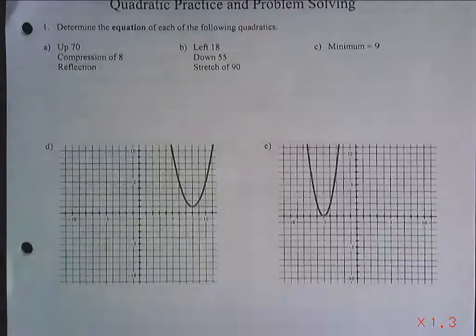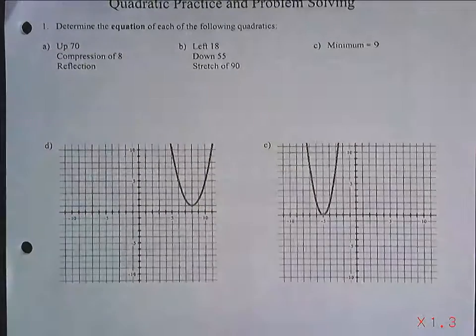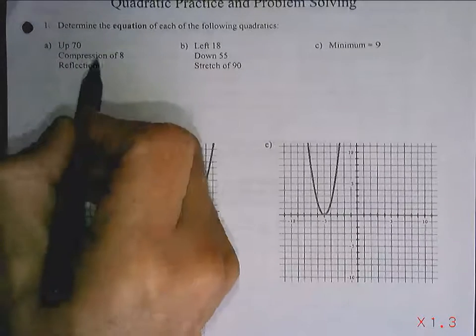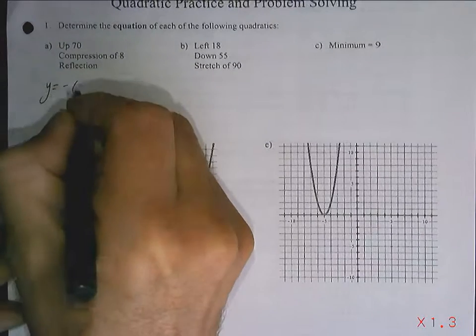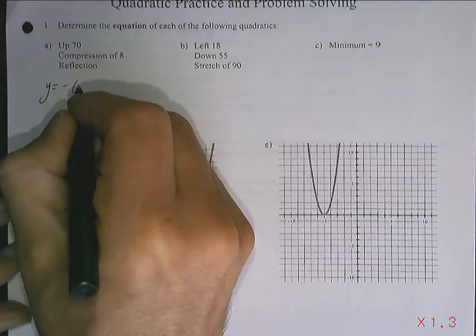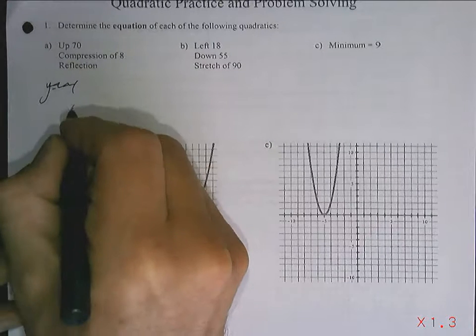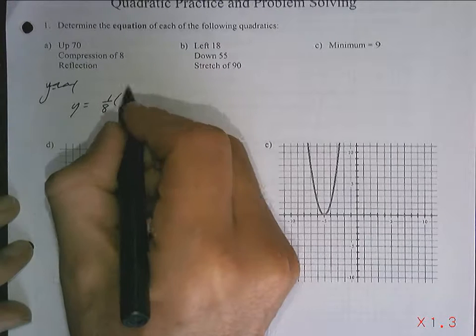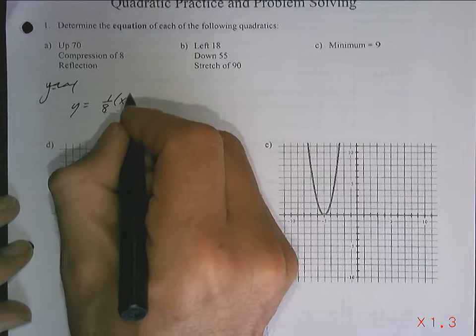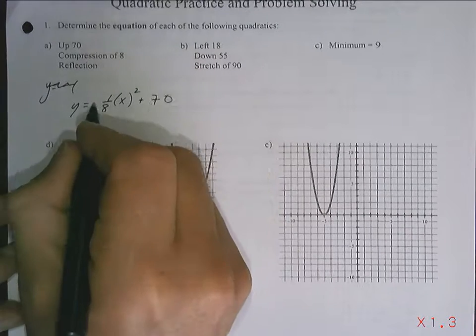Okay, so quadratic practice and problem solving. We're going to take it up. So let's see what I got here. Up 7, compression of 8, reflection. Yeah, I got to slow down. Compression of 8 is going to look like this. And then there's no left or right motion, so it's just x squared. There's no h. It's going to be up 70, and it's a reflection.